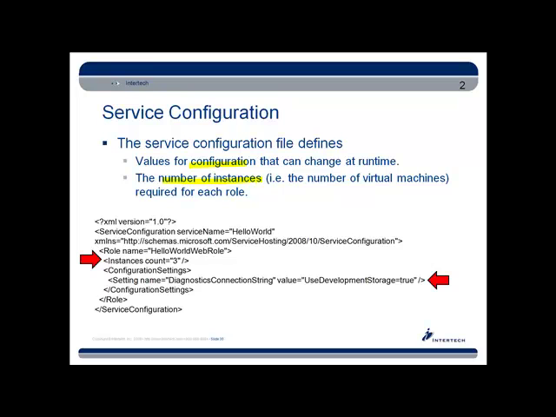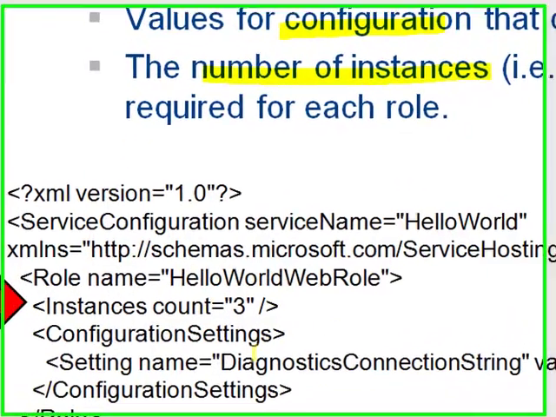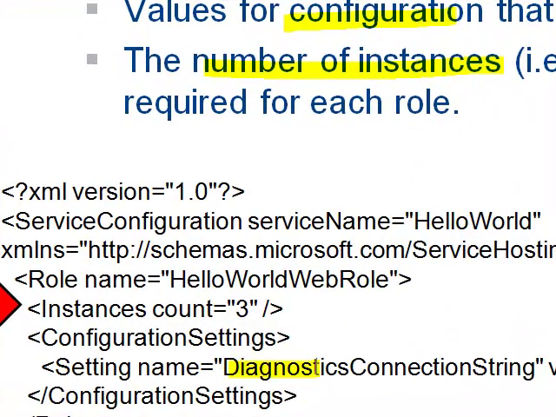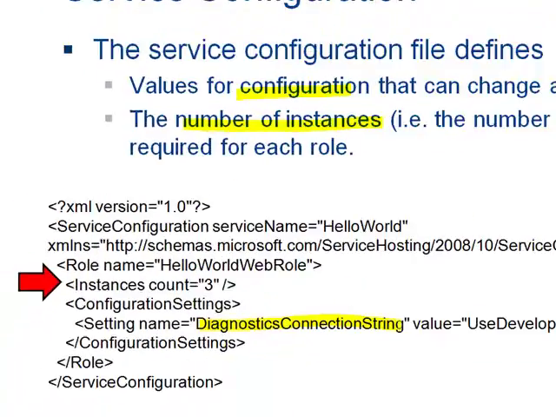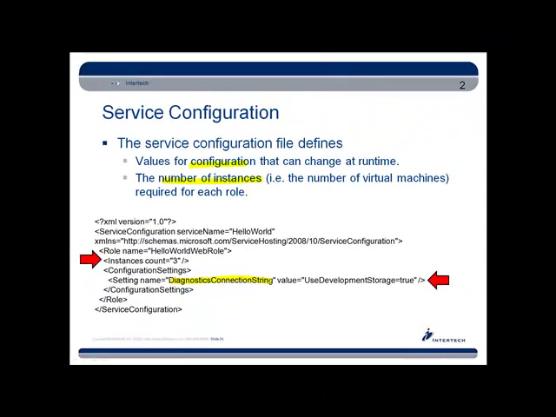And I also, again, as this example shows, set up my configuration settings. You might have seen in the previous slide, diagnostic connection string was the configuration setting in this particular example that I'm setting up, but no value is provided. Here the value is provided. What's defined as service definition is static. It doesn't change ever once deployed.